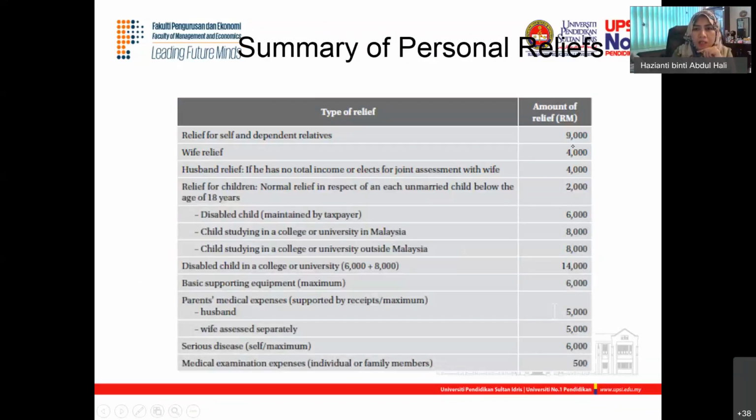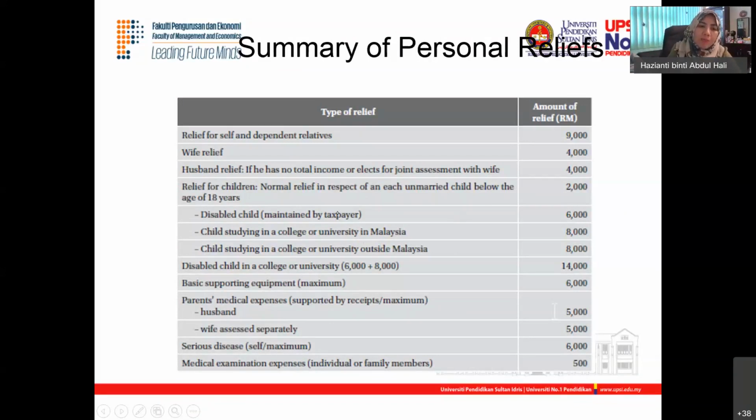So relief for self, wife relief, husband relief kalau tak ada total income. Relief for children, normal relief, disabled child must be maintained by the taxpayer. Kalau anak tu di-maintain ataupun mendapat income kerja part time ke ataupun dapat income atuk bagi, nenek bagi, so the parents cannot claim for the child relief kalau anak tu ada own income.